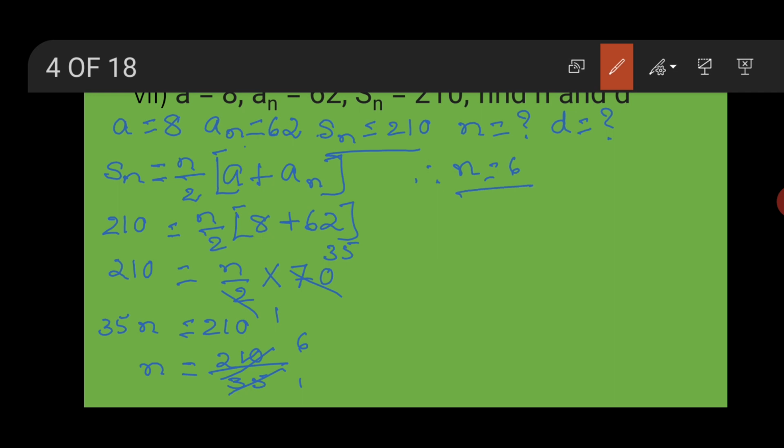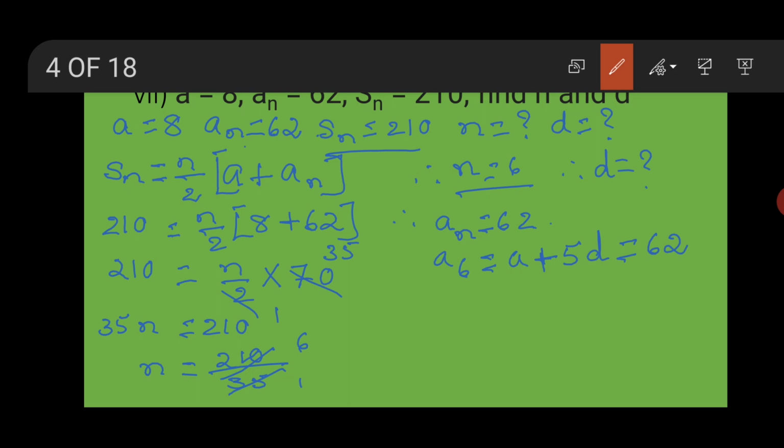n value is 6. So what do we have to calculate? We have to calculate the value of d. I will write here. So therefore what is the value of d now? Since an is known, an is equal to 62, and n value is 6. So a6 is equal to a plus 5d. Yes, a plus 5d is equal to a6 and it is 62.